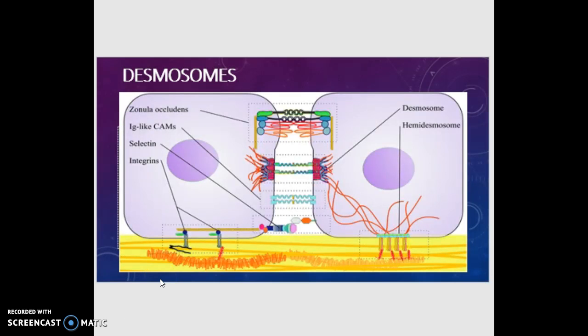Desmosomes use intermediate filaments in order to stretch without tearing. These are cell-to-cell bound junctions that are usually found in skin cells and muscle cells.